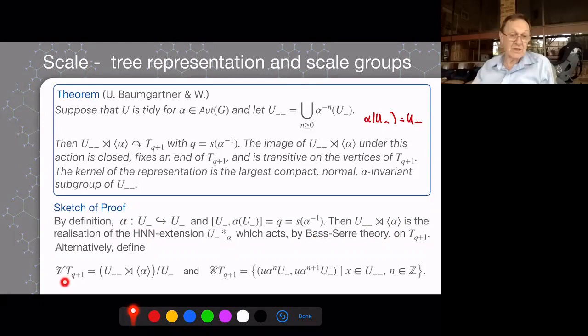So we can define the vertex set of the tree to be just the set of all cosets of the group over the subgroup U minus. So U minus is going to fix a vertex in the tree, and then the set of all vertices, since the group is transitive on the vertices, is going to be given by this coset space. And then the edges are defined as pairs of vertices as follows. So that's the tree representation theorem. Every group of the form U double minus semi-direct product alpha acts as a group of automorphisms of the tree.